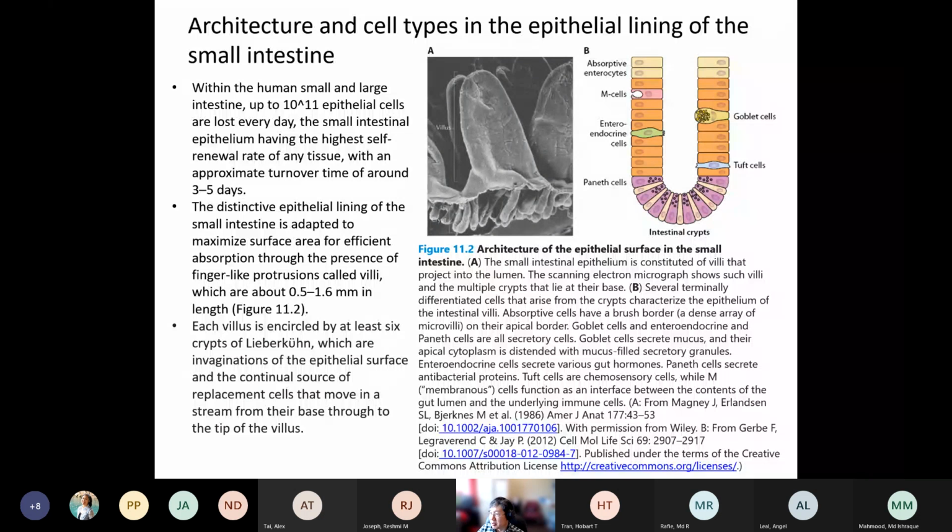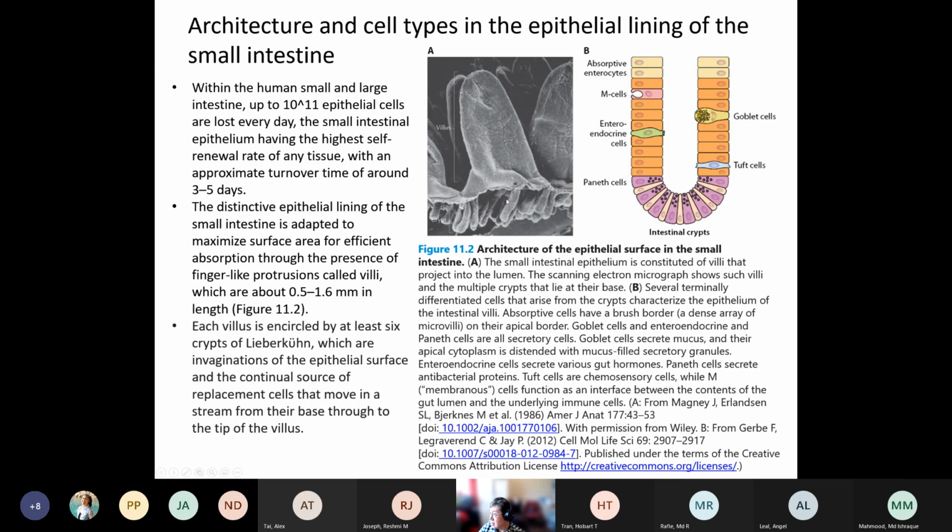So to serve the purpose very well, you need to maximize the surface area of that epithelial lining. That's why, if you observe, you will see the presence of finger-like protrusions. Like shown in A, these finger-like protrusions are called villus. The plural form is villi, but the villus is the unit there, which is about 0.5 to 1.6 millimeter long. It's quite long. That has really expanded the surface area.